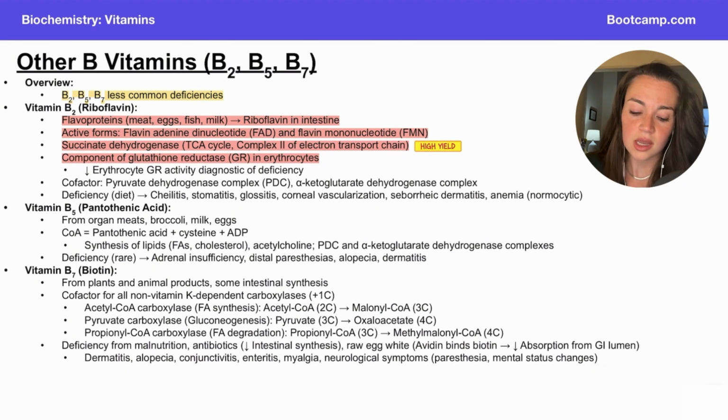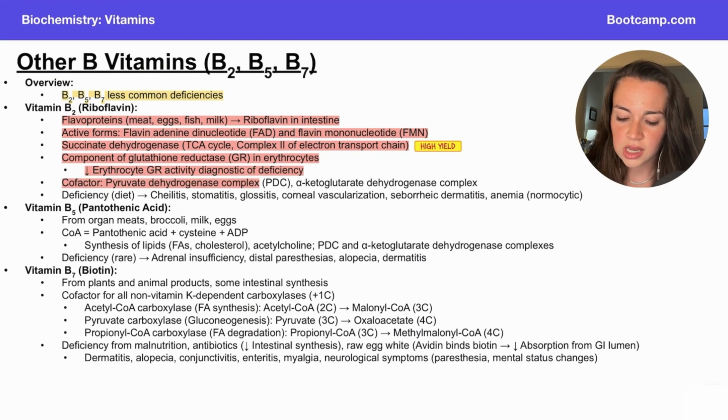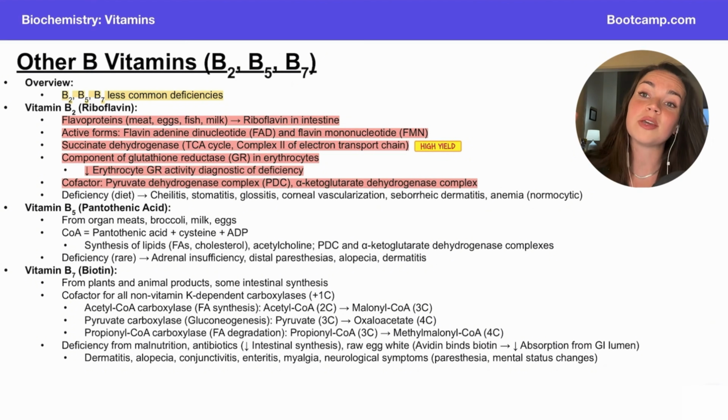The only reason I bring this up is because a decrease in erythrocyte glutathione reductase activity is diagnostic of a vitamin B2 deficiency. B2 was also a cofactor for some of those big enzyme complexes like the pyruvate dehydrogenase complex and alpha-ketoglutarate dehydrogenase complex. Remember, both of those had multiple cofactors, being B1, B2, B3, B5, and lipoic acid.